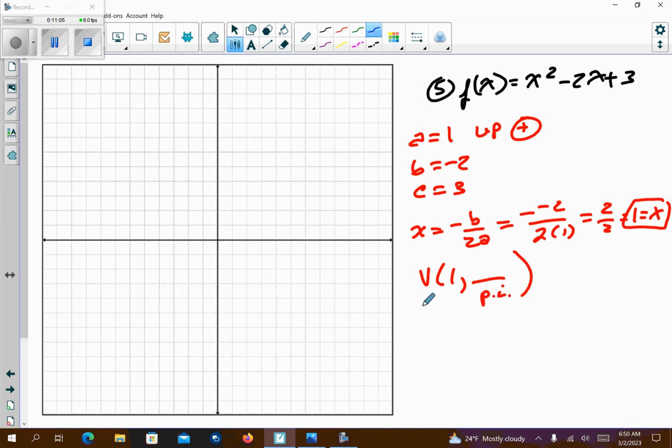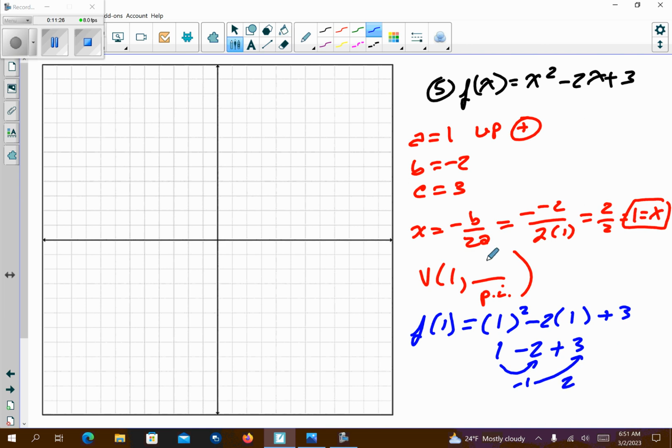Okay, so we're going to find f at 1 because we're plugging 1 in for x. X used to be there, so now it's going to be a 1. X used to be in those parentheses, so now it's going to be another 1 plus 3. So I get 1 squared is 1 minus 2 plus 3. Do the arithmetic. That's going to give me negative 1, that's going to give me positive 2. So 1 comma 2, and that's our vertex. So 1 comma 2.